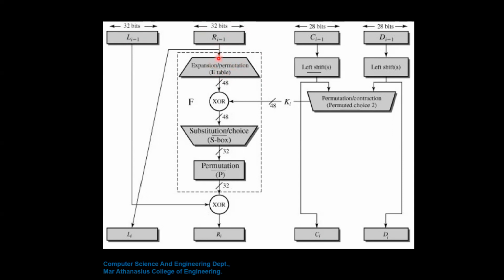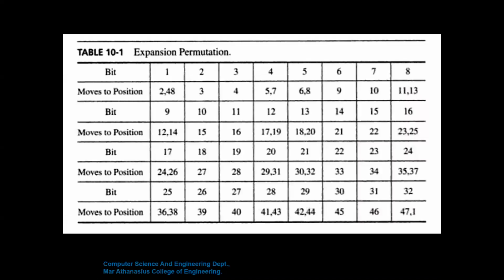So the input is 32-bit. A 32-bit input is given to an expansion permutation, and we get an output of 48 bits. So let's see how the permutation is performed. You know the property of an expansion permutation. It is performed as per this table. So the bit at position number 1 of the input goes to two new positions of the output, like 2 and 48. So bit at position number 1 goes to bit positions 2 and 48.